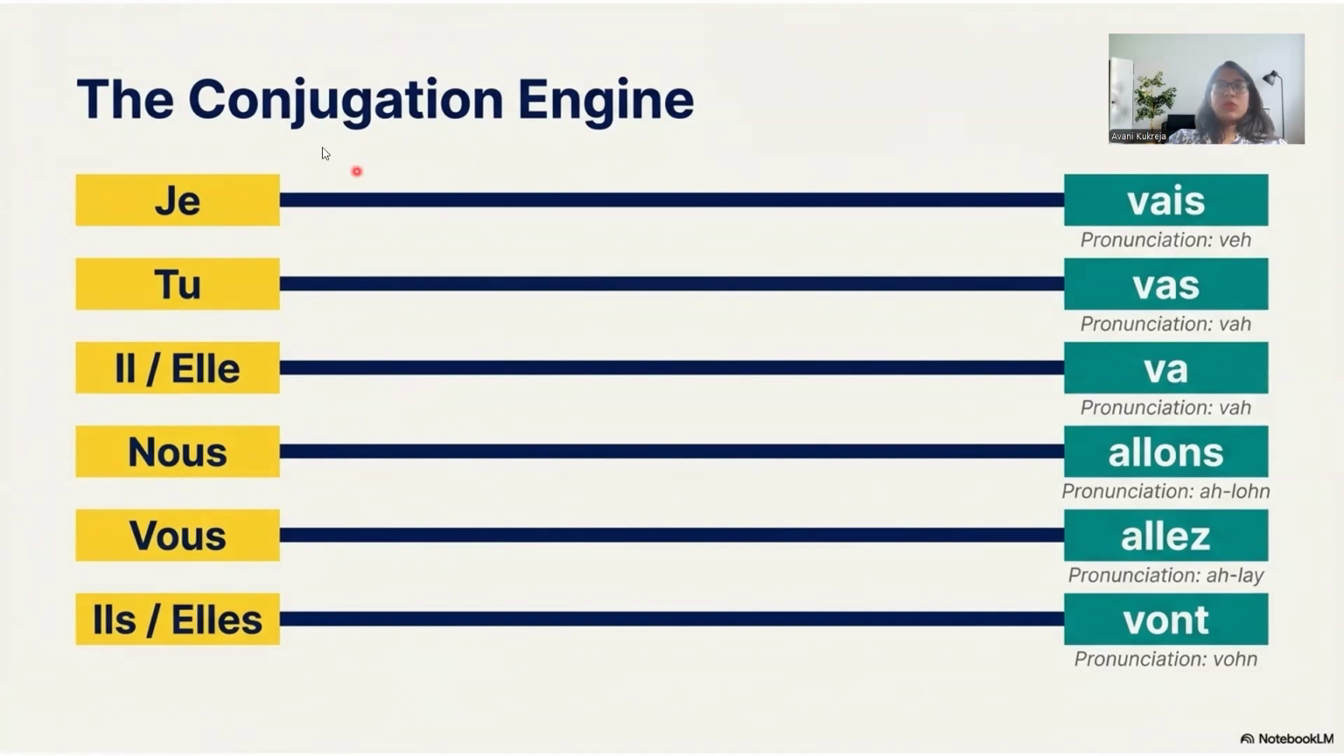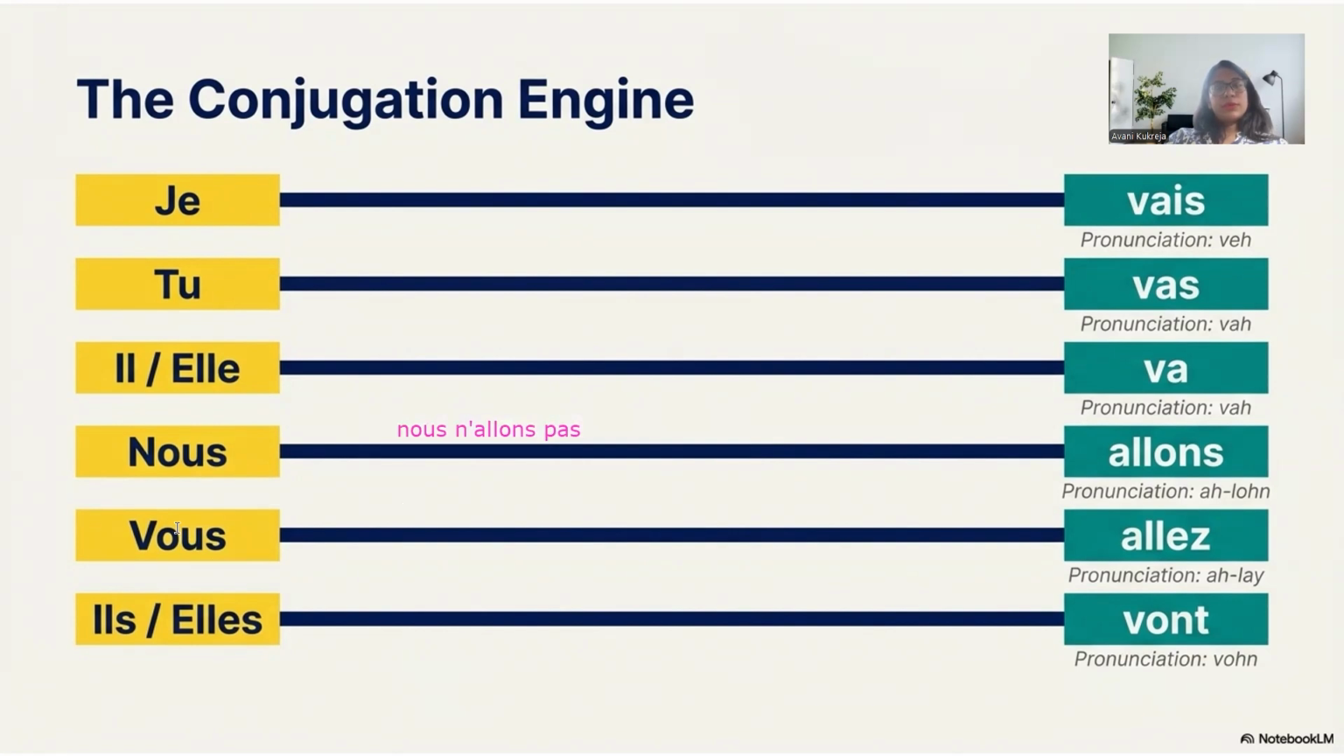Now, if I have to say it in negation, you try. How will I say I am not going? Je ne vais pas. Very good. Next, tu. Tu ne vas pas. Very good. And then il, elle. Il ne va pas. Correct. Nous. Nous n'allons pas. So this one will convert to an apostrophe since two vowels are coming together.